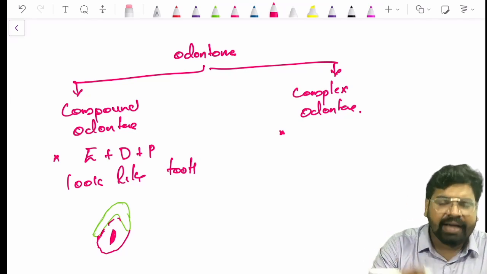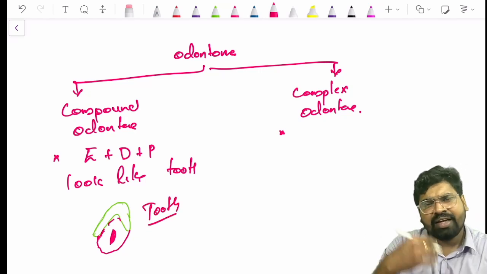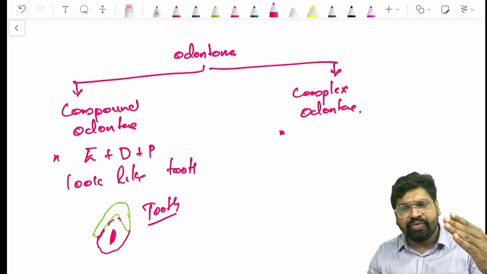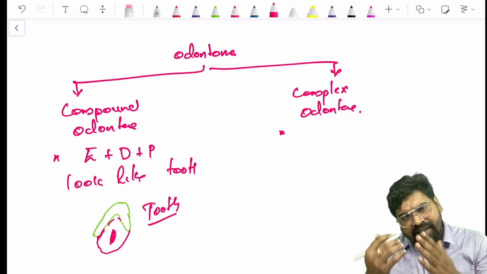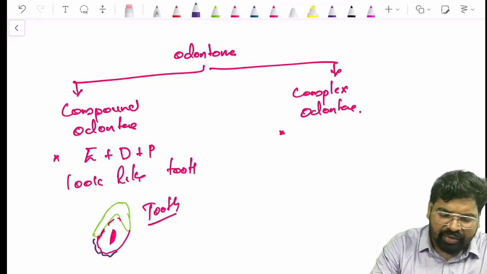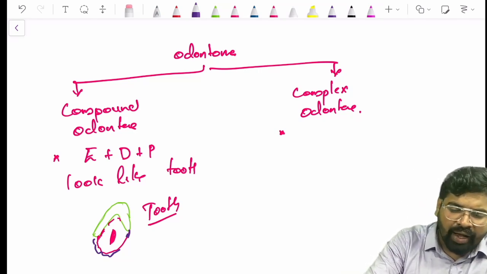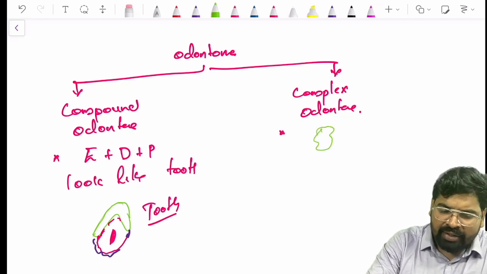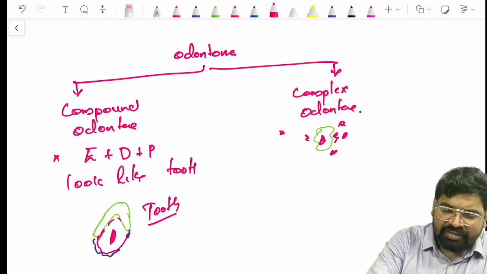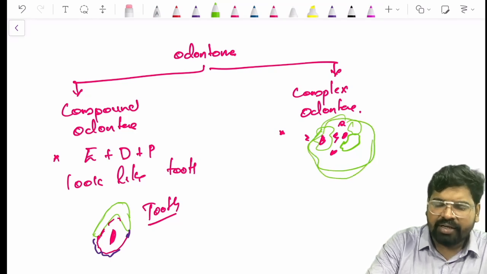This structure has the appearance of a tooth. It has structural arrangement: enamel comes first, then below that a little dentin, then inside sometimes pulpal tissue, and on the side a little cementum. So it is looking like a tooth. But in complex odontome, what happens? The enamel and dentin are disposed haphazardly: somewhere there is dentin, somewhere there is enamel, all in a mass.